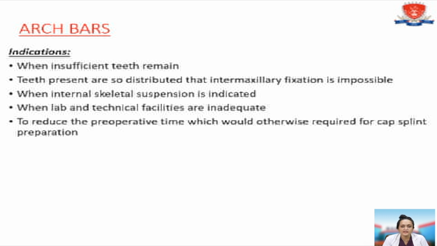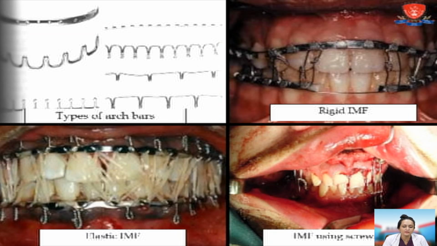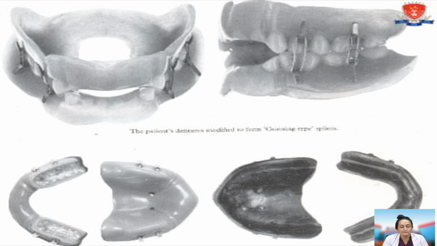So these are the various types of arch bars, the Erich's arch bar, the Jelenko arch bar. And in the second picture, there is rigid IMF by using wires. And then you can also go for elastic intermaxillary fixation in the third picture. And you can also go for intermaxillary fixation using screws, IMF screws. This is a picture of a gunning type of splint where patient's denture itself can be used as splints.